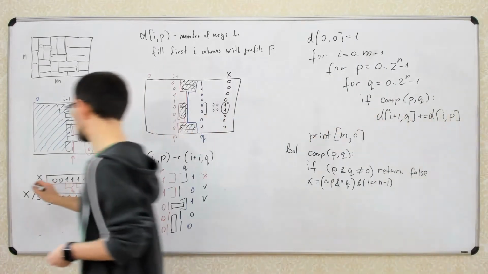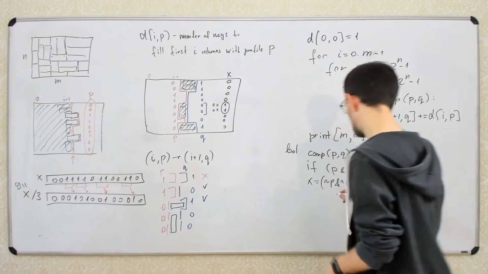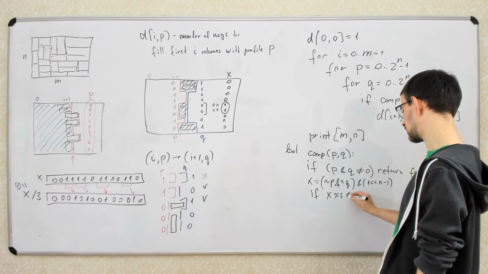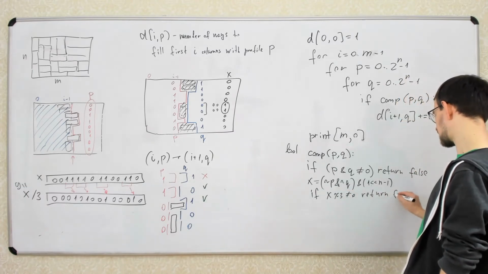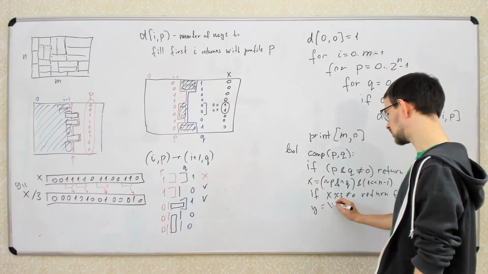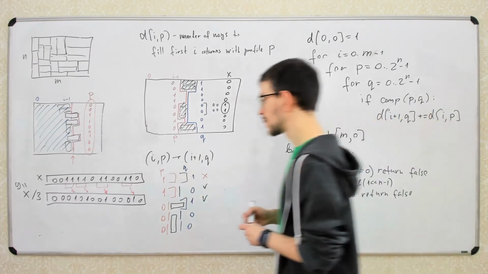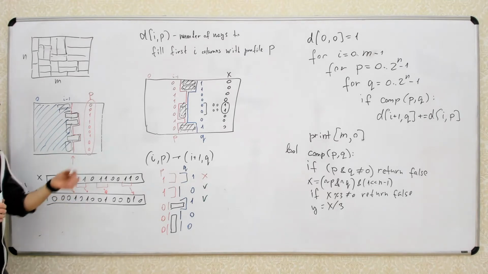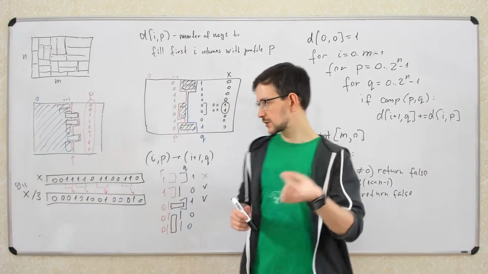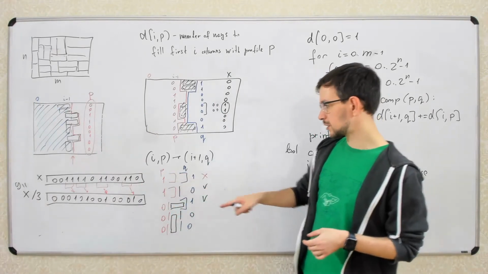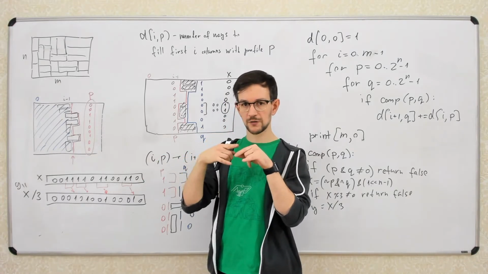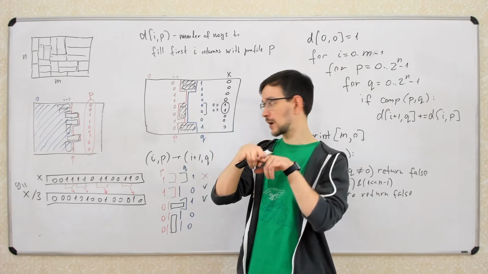Let's call it y. Again, if x is not divisible by 3, then it's false. And the final thing you need to check is that in this number y, these ones are not next to each other. So if you have two ones next to each other in number y, it means that in number x you have these two pairs overlapping. You don't want this. You don't want two pairs to overlap each other.